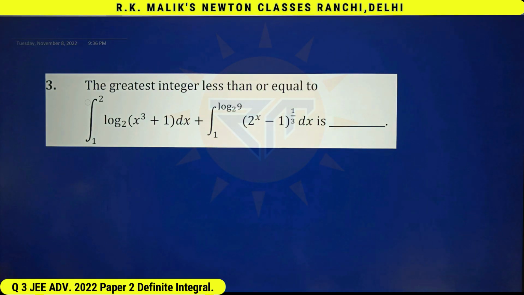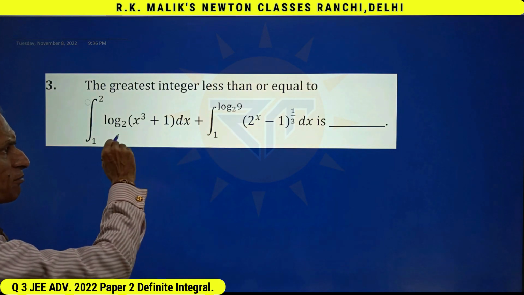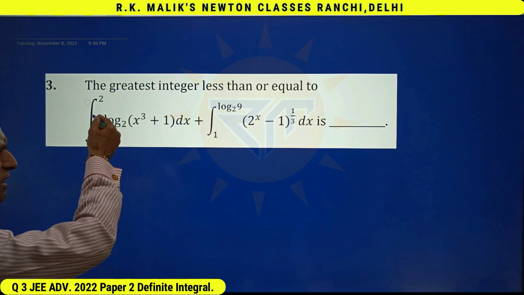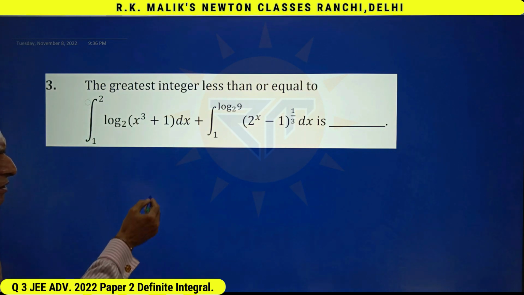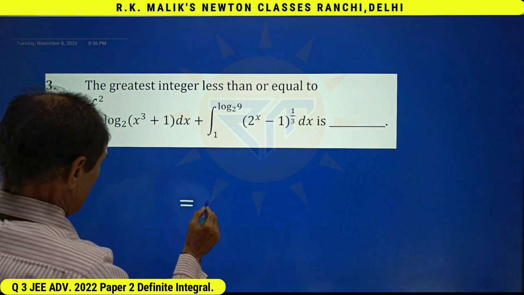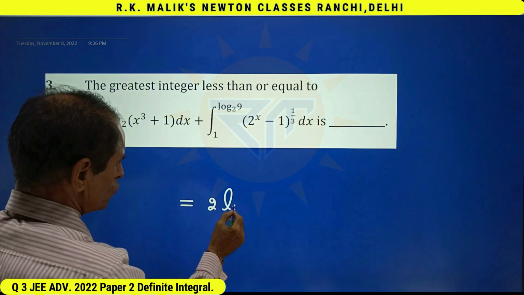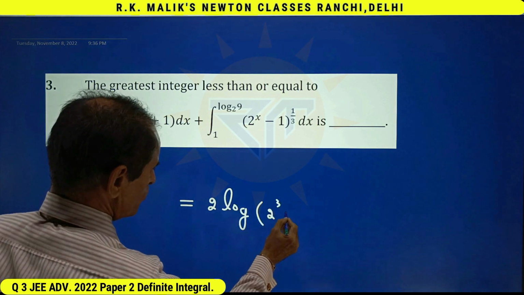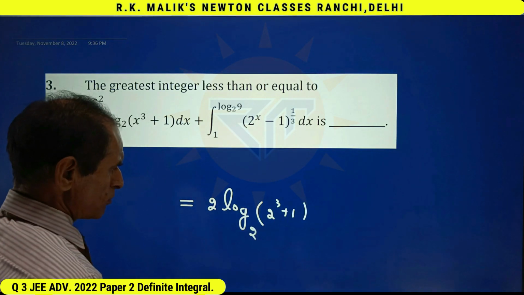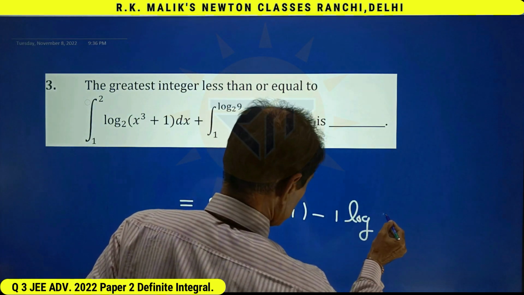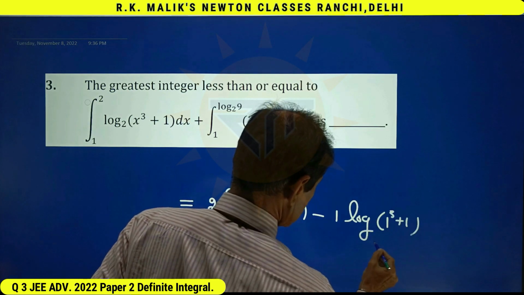And now for using that formula, any one of them can be taken as f(x) and the other can be taken as f inverse(x). There is no difference. Suppose I take this as f(x), then the value of this will be equal to b f(b), that is 2 log of (2 cube plus 1) to the base 2, minus 1 log of (1 cube plus 1) to the base 2.